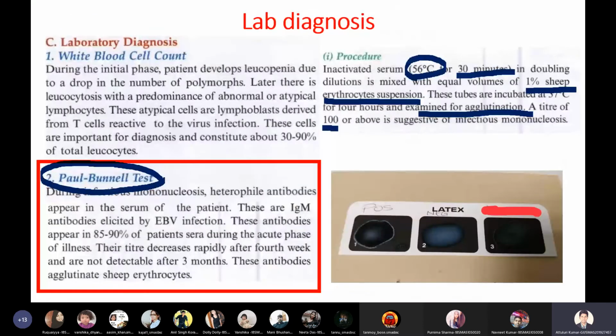Then we discussed the lab diagnosis. In the lab diagnosis, we can do a white blood cell count. Then we can also do a serological test called the Paul-Bunnell test. In the Paul-Bunnell test, we take the patient's serum and heat inactivate it at 56 degrees centigrade for half an hour.